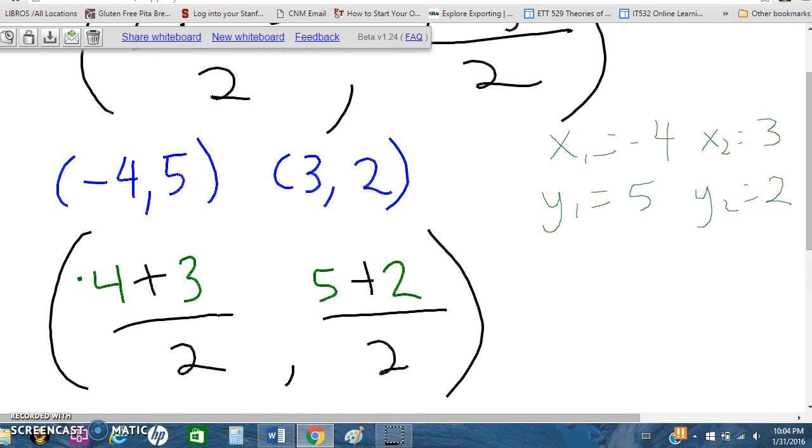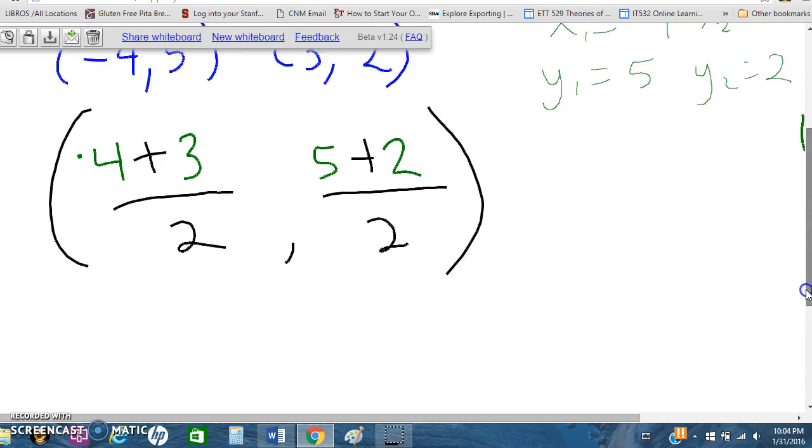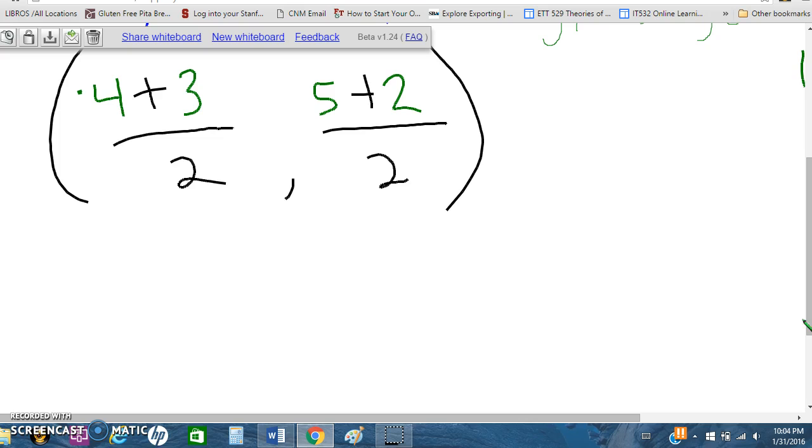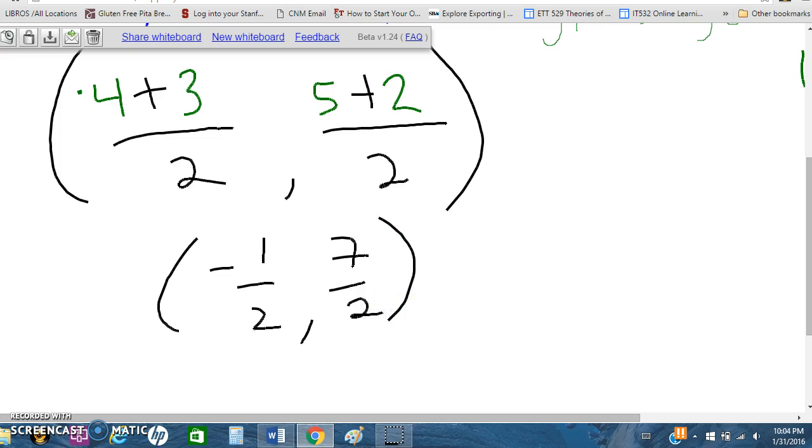So then this becomes, alright, I moved them a little bit. So then this is going to become -1 half, and 7 halves. So that's the midpoint between those 2 points.